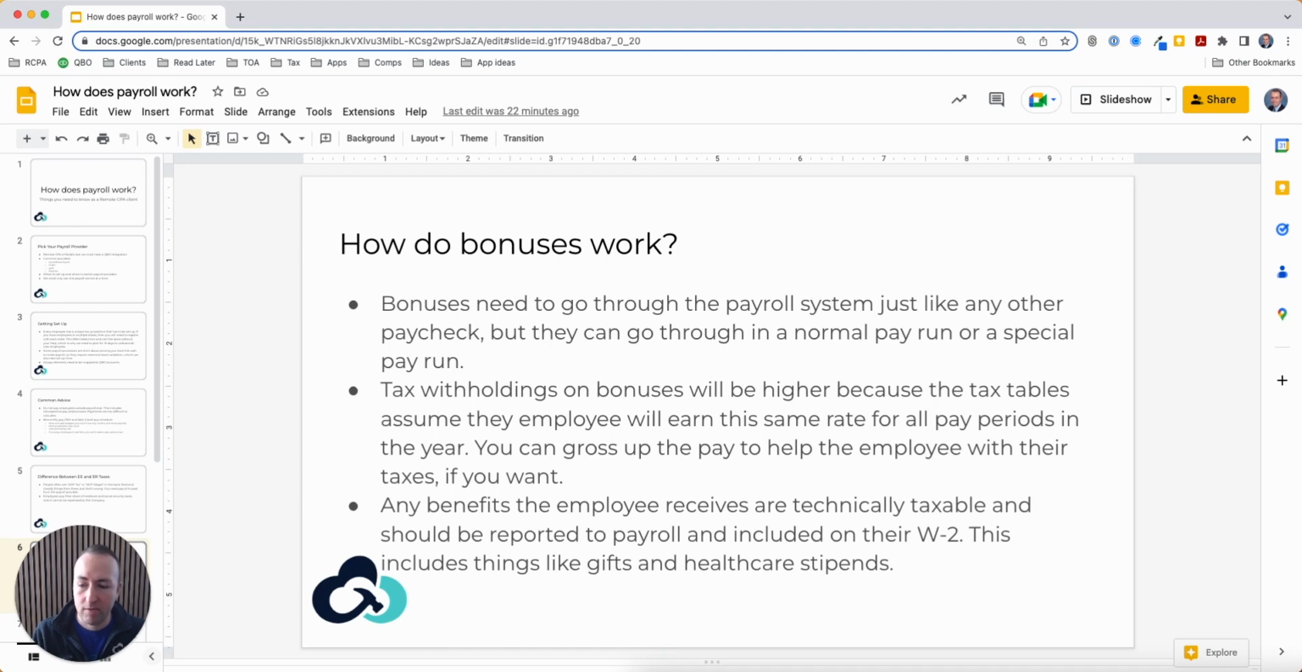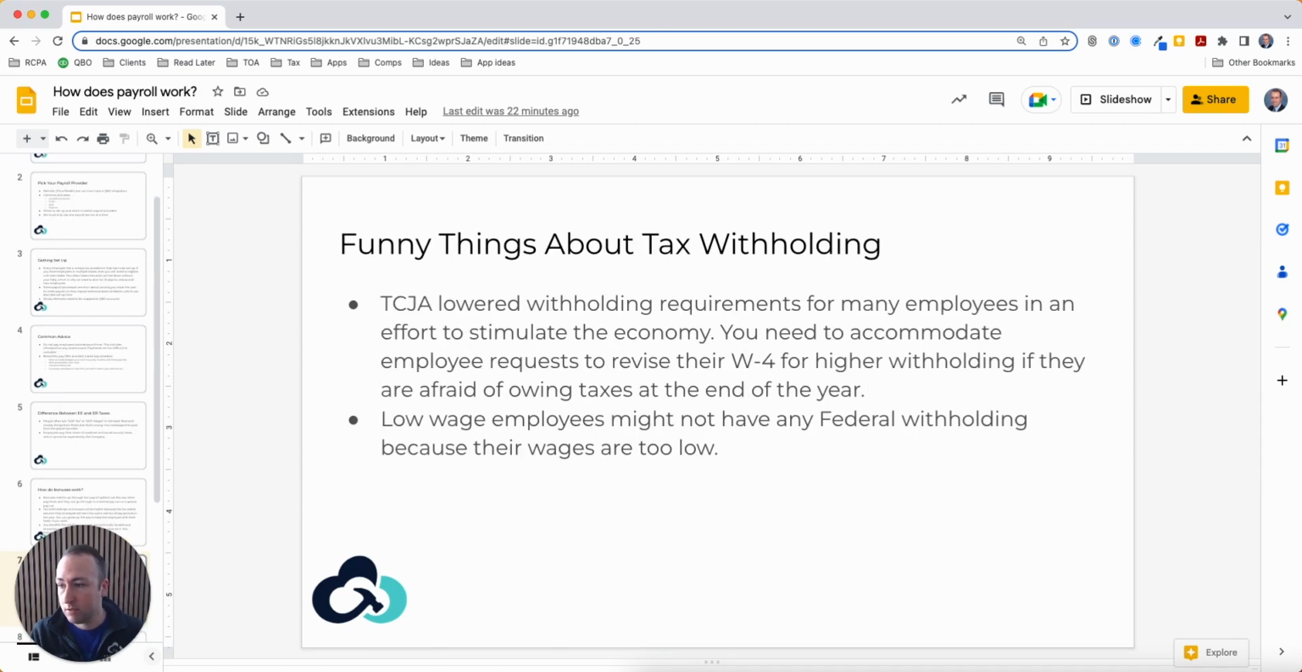And other benefits that the employee receives are technically taxable. So this includes things like gifts and healthcare stipends. So preferably any compensation and really even reimbursements are best processed through the payroll system for W-2 employees.